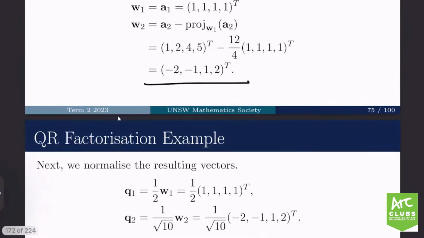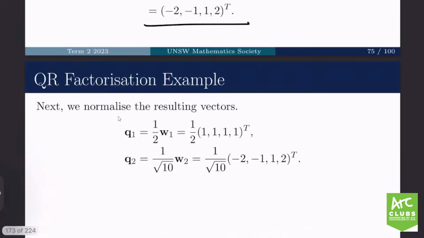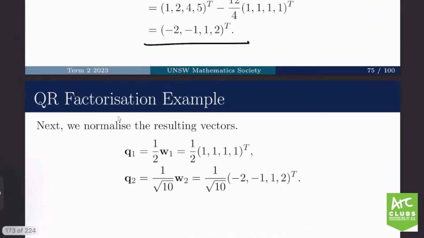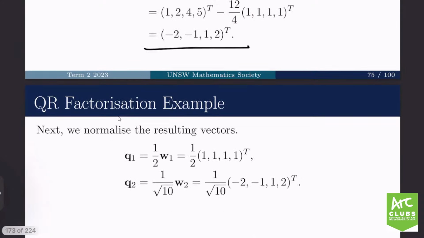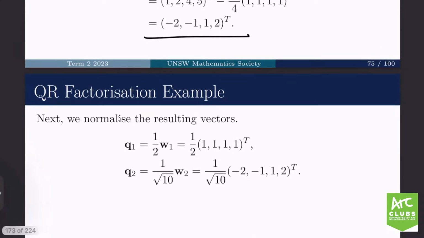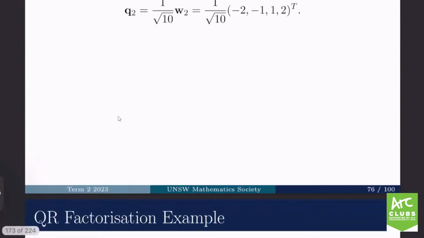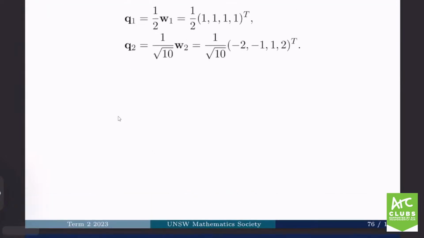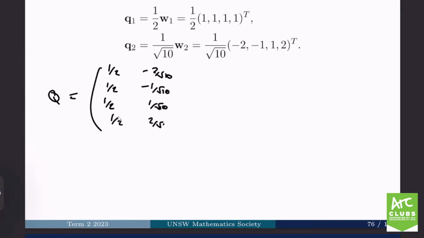And so that's telling us that q1 will equal the normalized version of w1. Normalized means we divide by its length, so it's unit length. And same for q2. And so if that's the case, our Q matrix will be 1 half, 1 half, 1 half, 1 half, and then negative 2 on root 10, negative 1 on root 10, 1 on root 10, and then 2 on root 10.